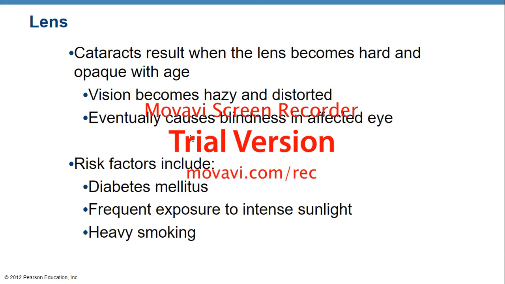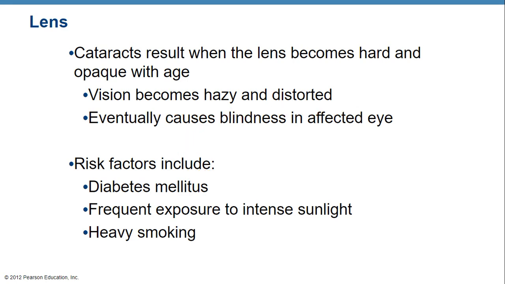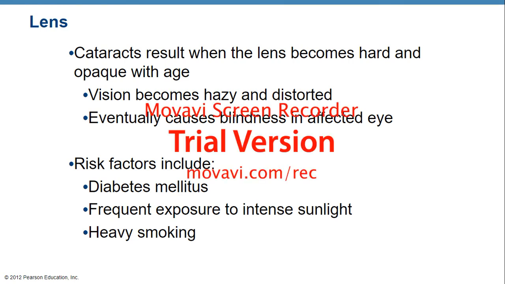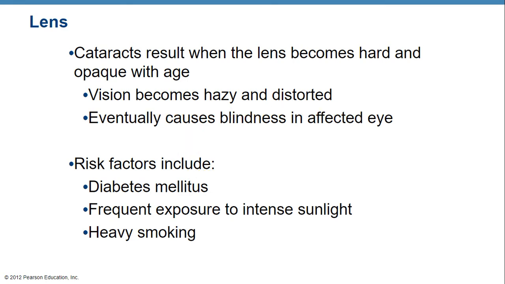All right, so let's talk about some of the pathology as far as of the eye. So cataracts result when the lens becomes hard and opaque with age. So vision becomes hazy and distorted. It eventually can cause blindness in the affected eye. But you can get cataract surgery, so cataracts can be removed. Risk factors include diabetes, frequent exposure to intense sunlight, and heavy smoking.